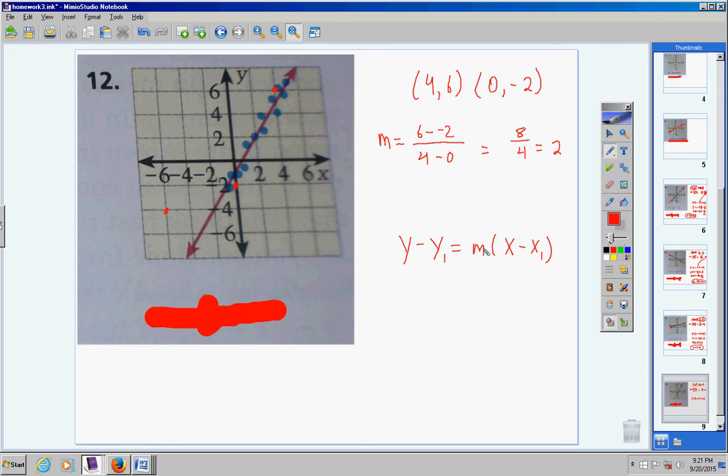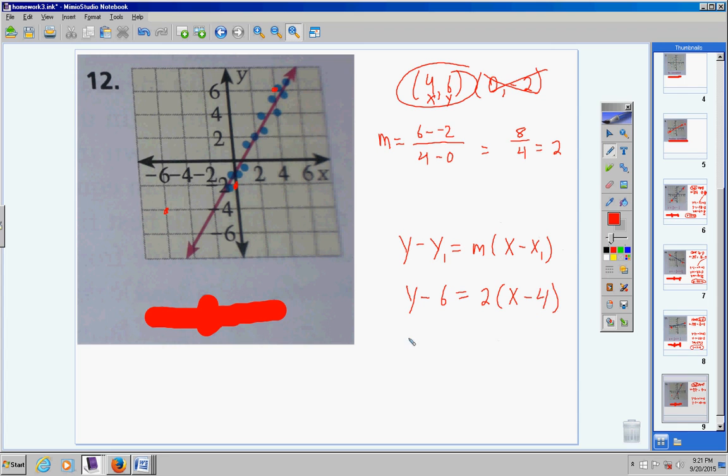So there's my m. Now cross off one point. I'm going to use this ordered pair here. Here's my x, here's my y. So y minus y, that would be 6. And then for m, I'm going to substitute positive 2. And then x minus x, that would be 4.